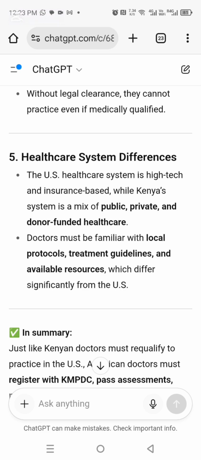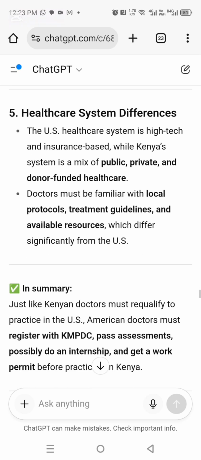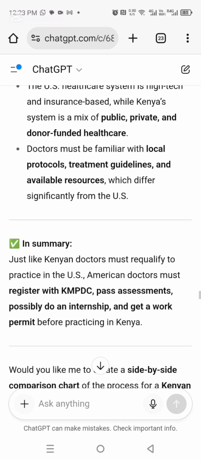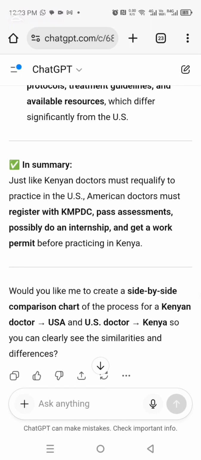We have had the SHA scandal a few weeks ago, and I don't think it has been sorted out the way it's supposed to be. There's a lot of loopholes. I can't believe it. Doctors must be familiar with local protocols, treatment guidelines, and available resources, which differ significantly from the US. In summary, just like Kenyan doctors must requalify to practice in the US, American doctors must register with KMPDC, pass assessments, possibly do an internship, and get a work permit before practicing in Kenya.